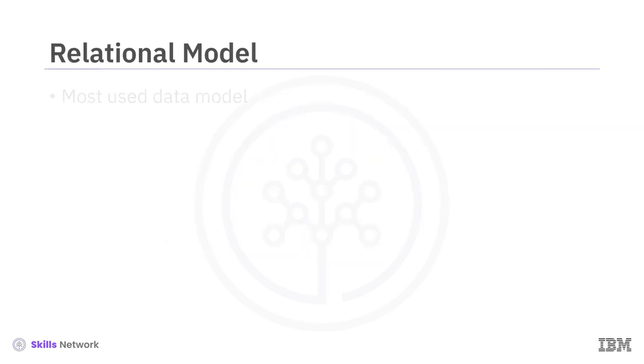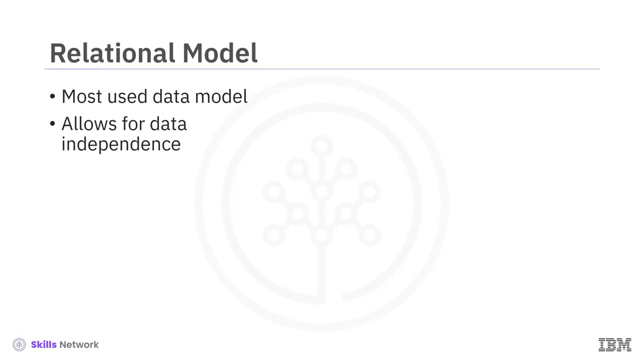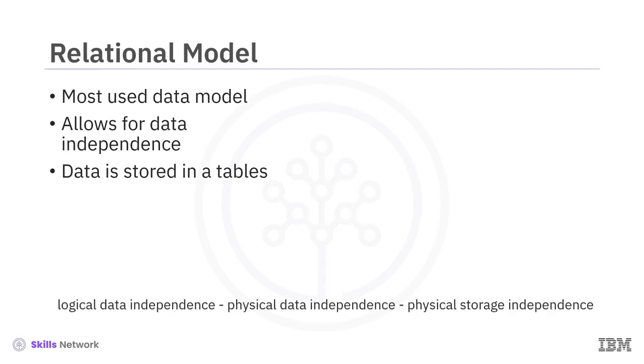The relational model is the most used data model for databases because this model allows for data independence. Data is stored in a simple data structure, tables. This provides logical data independence, physical data independence, and physical storage independence. An Entity Relationship Data Model, or ER data model, is an alternative to a relational data model.